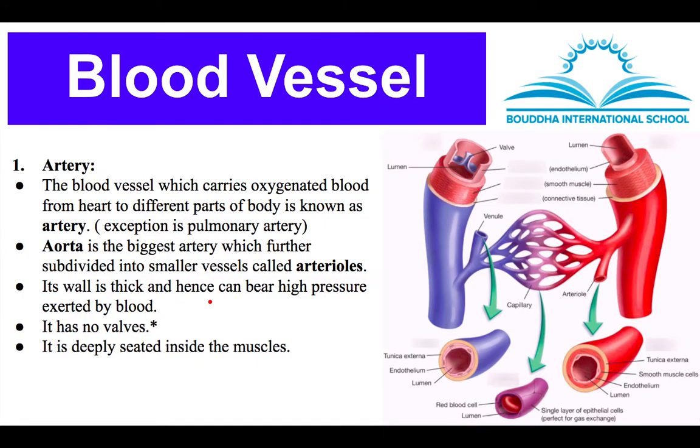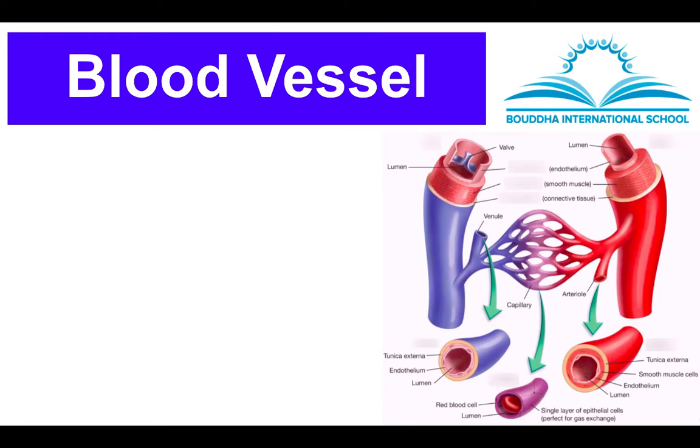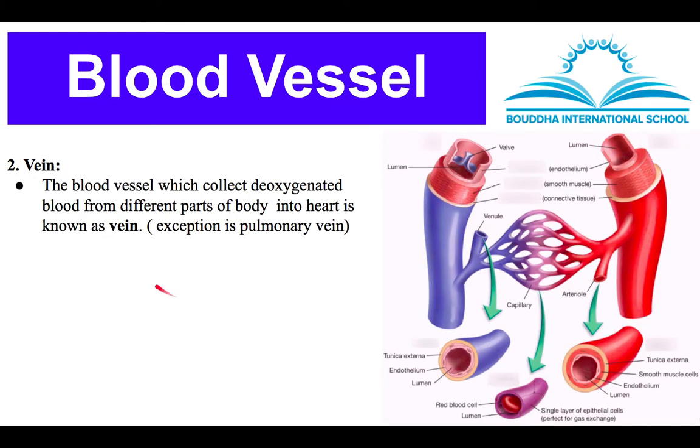Now let's go to the vein. The vein has a comparatively thinner wall than the artery, because it collects blood from the whole body into the heart. The artery receives blood from the heart, that's why blood flows with high pressure, and to maintain that pressure it has a thick wall. But the vein is not receiving blood from the heart; it collects the impure blood from different parts of the body into the heart. That is why the blood flows with low pressure, so there is no need of a thick wall.